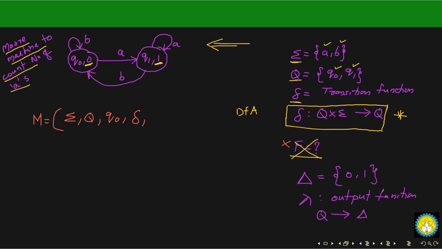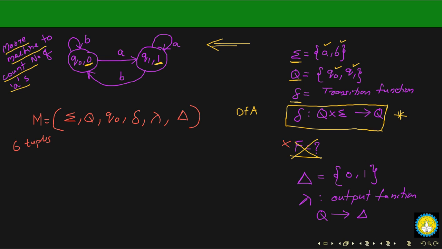Other than the transition function, you also have an output function which is going to be lambda, and there is an output set which is represented by the capital delta. This is how we are going to represent the mathematical definition of a Moore machine. Remember, this has got 6 tuples in it. So this is a 6 tuple definition, containing 6 variables.